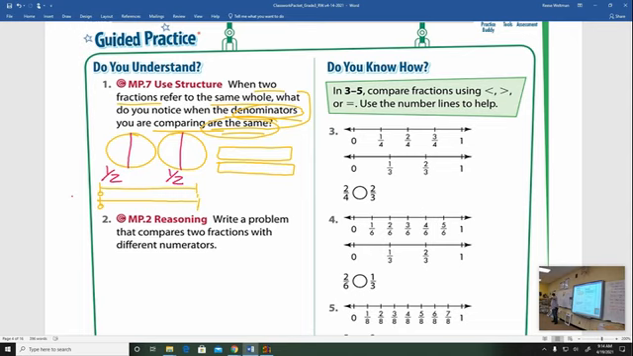Wait, what's that again, everybody? I couldn't hear everybody. The bottom number. It's the bottom number. So in this case, this is our denominator, right? The 2, because each one of these is cut into 2 parts.